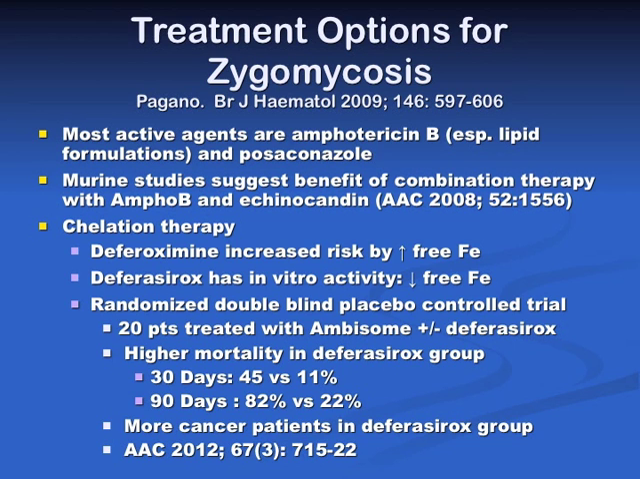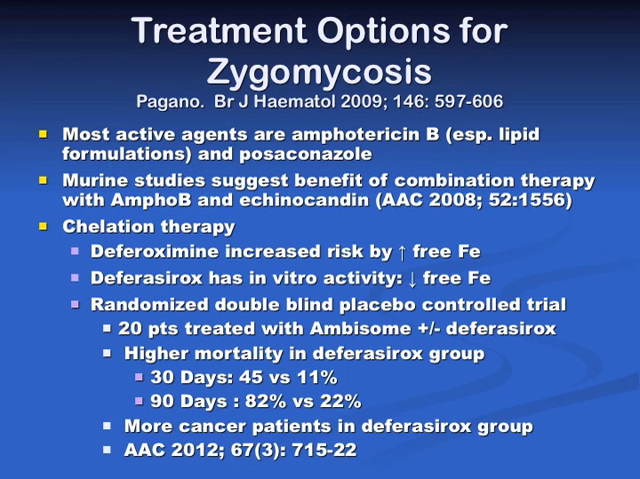So the most active agents we have are Amphotericin B, and we generally use high doses of the lipid formulations, and Posaconazole. Voriconazole is not active against zygomycoses. There are some murine studies suggesting benefit of combination therapy with Amphotericin B with an echinocandin. So that's something that we've been known to do, especially when patients are unable to take oral Posaconazole or unlikely to absorb it.